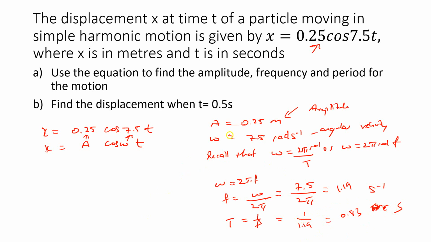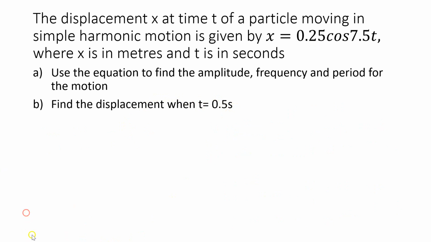The question then goes on to tell us to find the displacement when t is equal to 0.5. So let me just clear this information. So t is equal to 0.5, which means we want to find x. x is equal to 0.25 cos of 7.5 rads per second times 0.5 seconds. Okay.